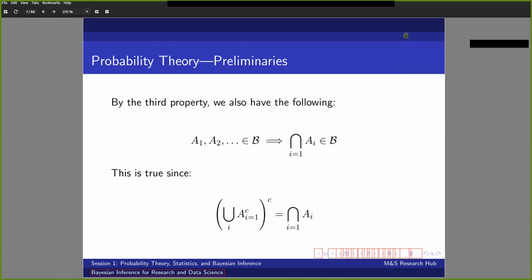Now, by the third property of sigma algebras, we also have that the intersection of a number of sets is in B, or B is closed under taking intersections, which is true as we see by the following equation down below.